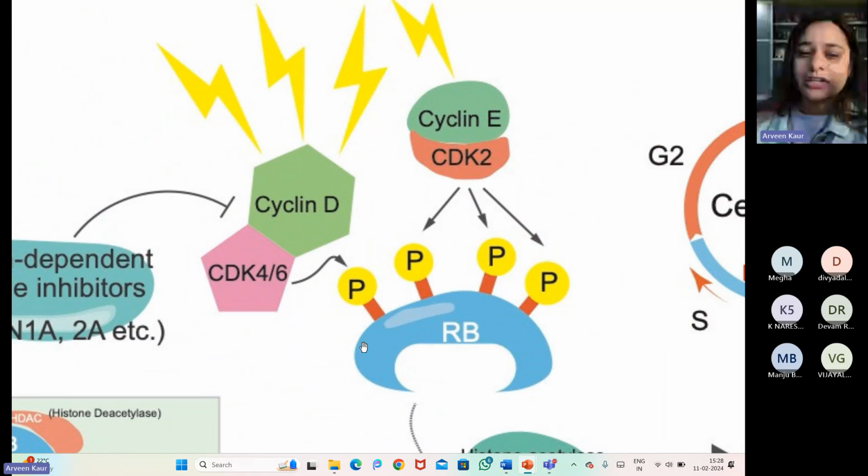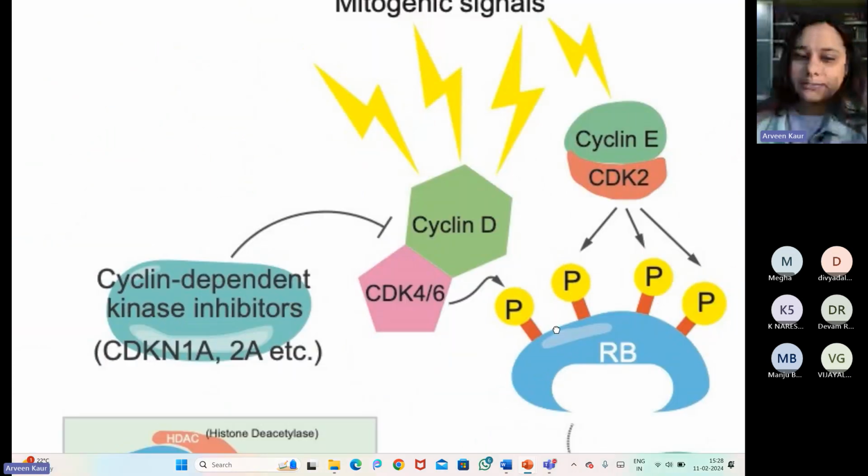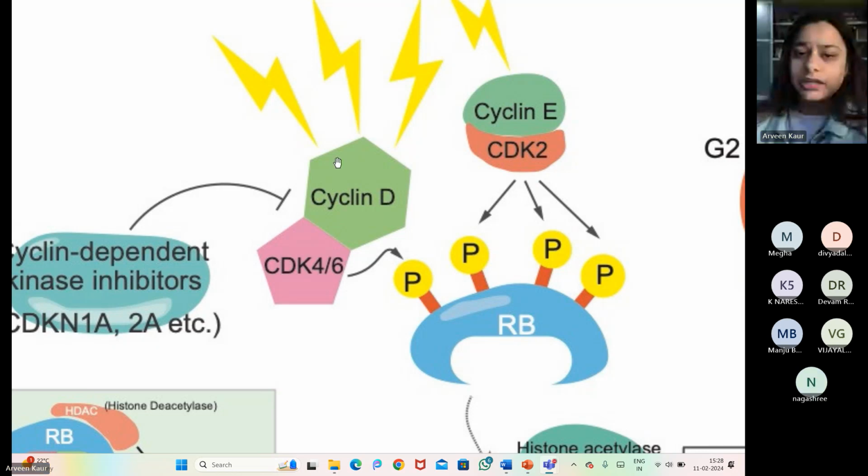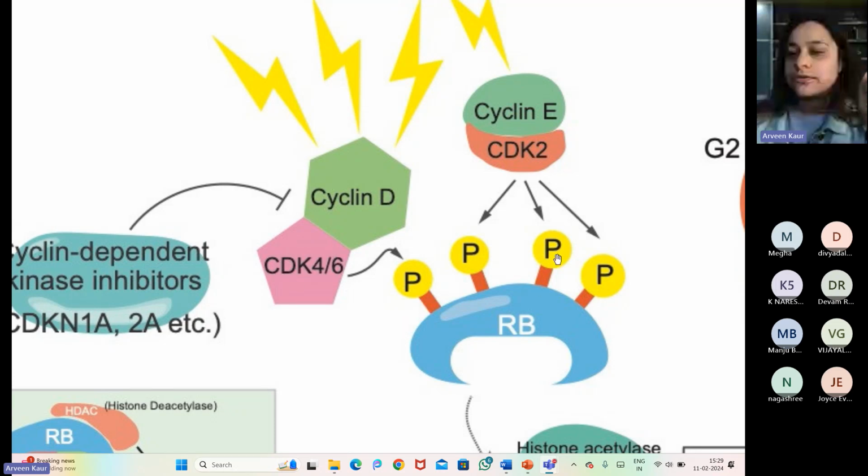Now, how will this RB be phosphorylated in the first place? What normally happens is that the cyclin D CDK4 complex is present. The cyclin D CDK4 complex is important because once it is present, it signals that the cell cycle can go ahead and pass on to the synthesis phase. So the CDK will act upon this RB, or retinoblastoma protein, and with its kinase activity, it will phosphorylate it, right?